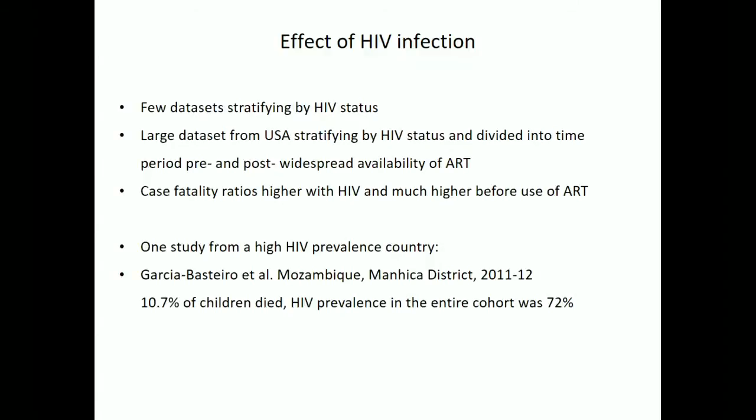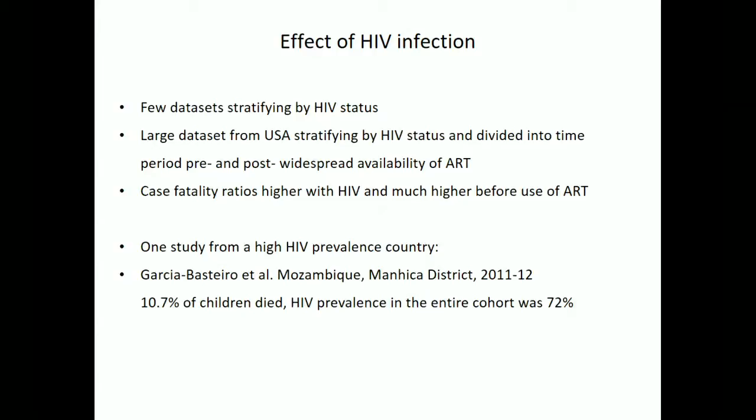The data we had on HIV was a bit more disappointing. We did have a large data set from the United States, where they stratified children depending on whether or not they were HIV co-infected. And it covered about 20 years. So we were also able to divide the time period up into 2 chunks, before the widespread availability of ART and after. So we were able to get some kind of handle, at least, on the additional risk of HIV co-infected children not receiving ART. I don't have the specific numbers on here, but as you would expect, case fatality ratios were higher for children with HIV, and amongst those children, they were much higher before the widespread use of ART.